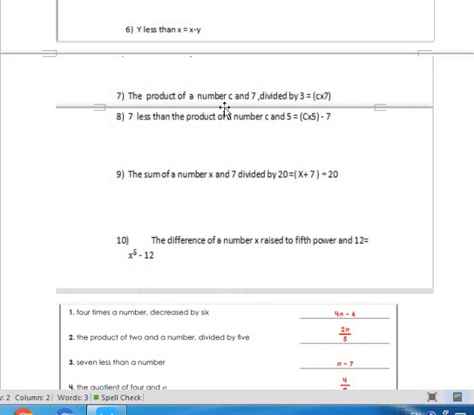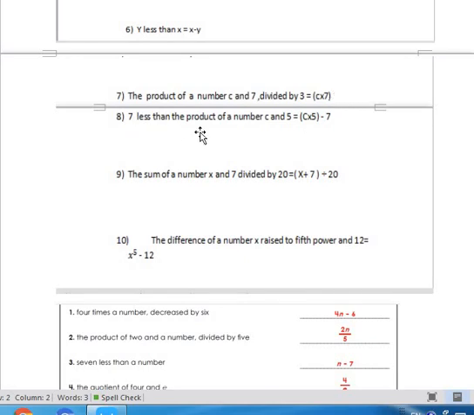The product of a number c and 7. Product of number c and 7. So c times 7. Divided by 3. Here I should write here, you write here divided by 3.